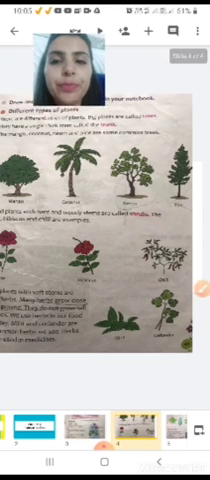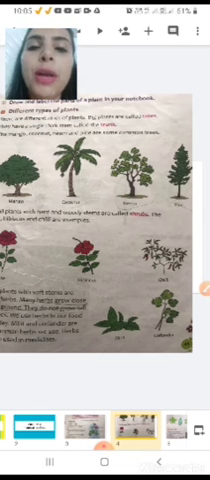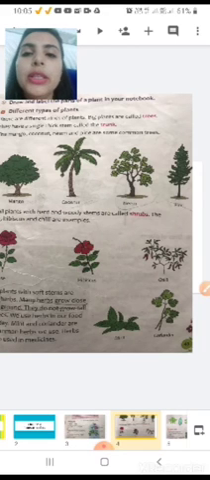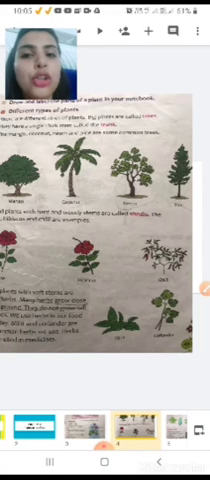Now see different types of plants. Draw and label the parts of a plant in your notebook. This is your activity to do at your homes. Draw and label the parts of the plants in your EST notebook.